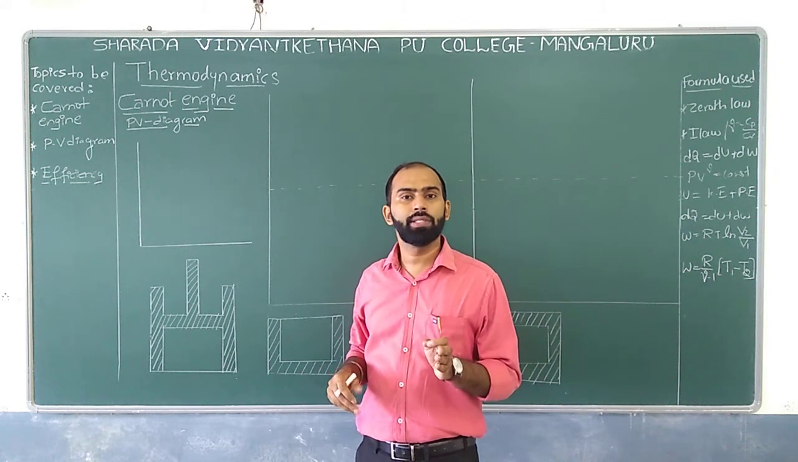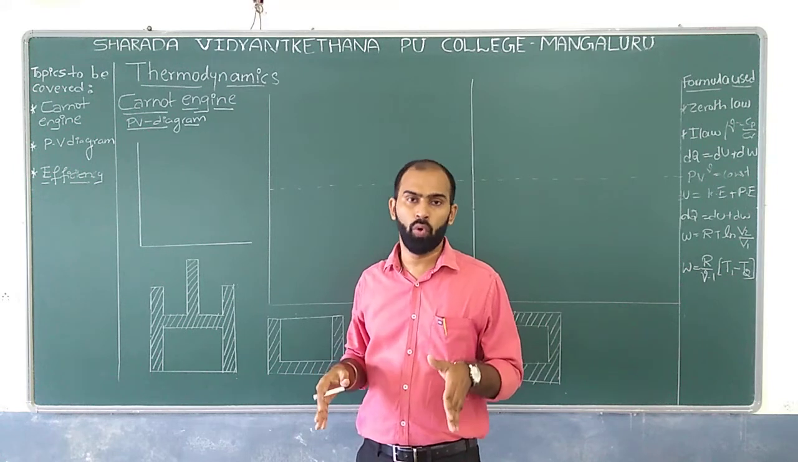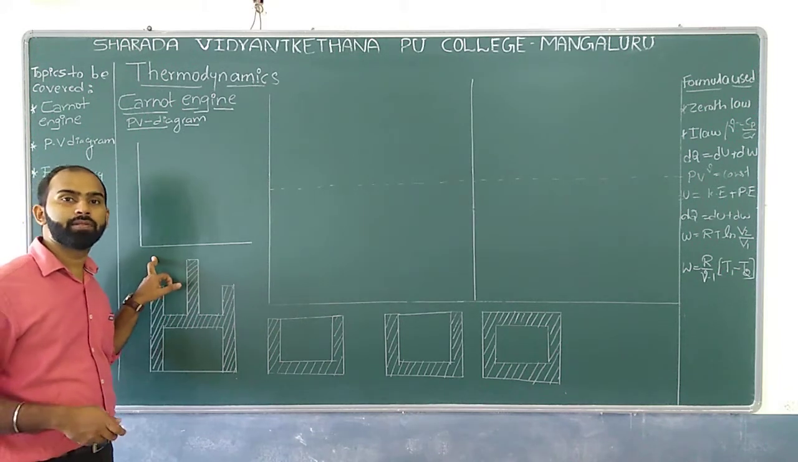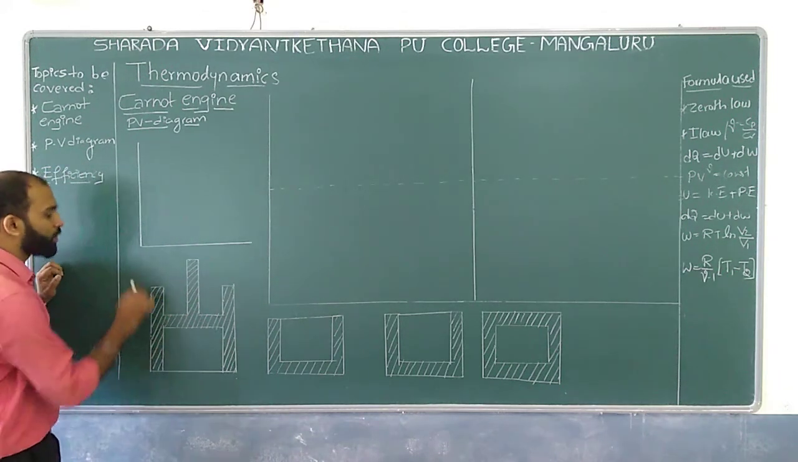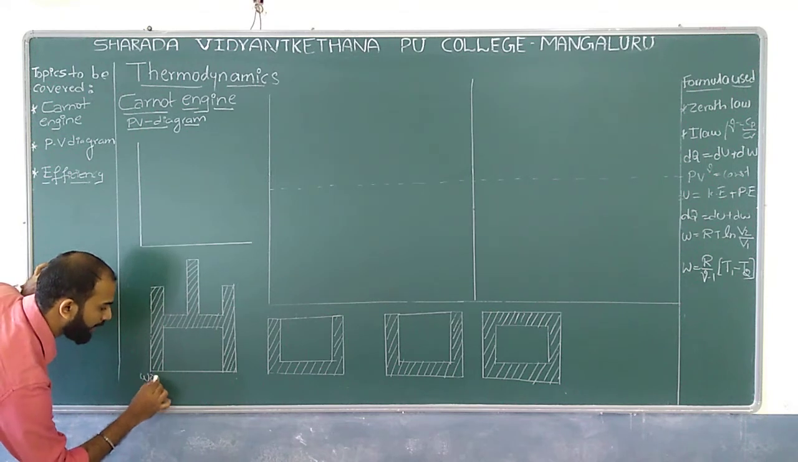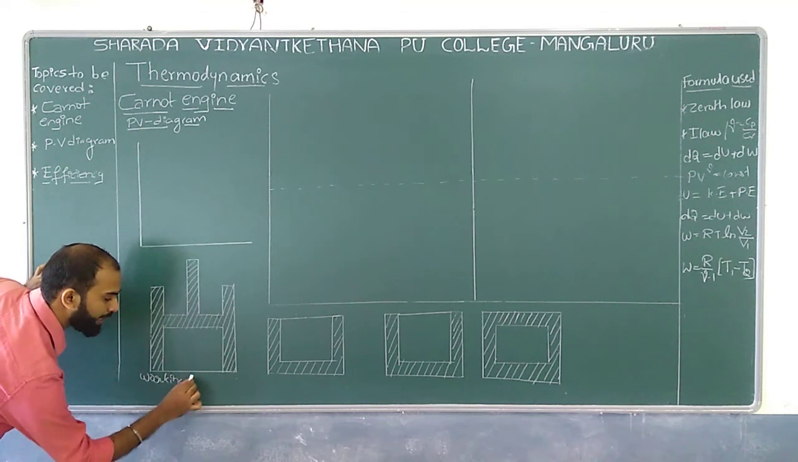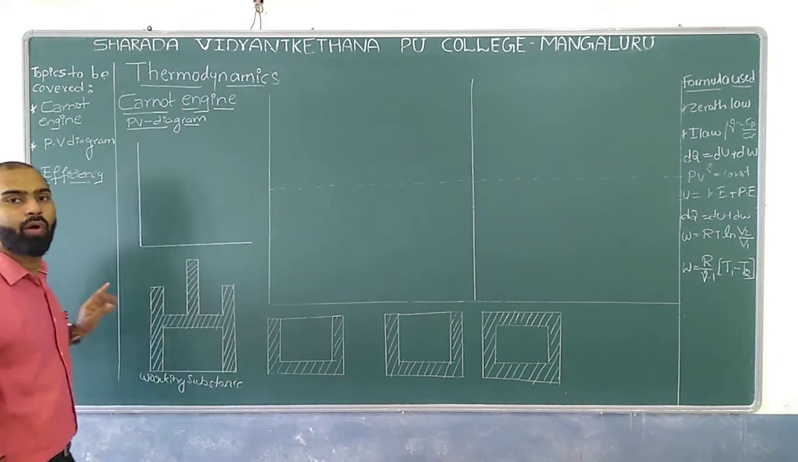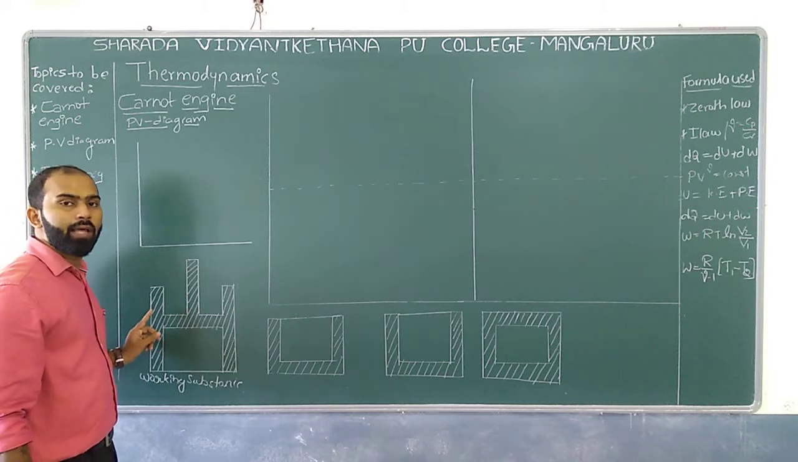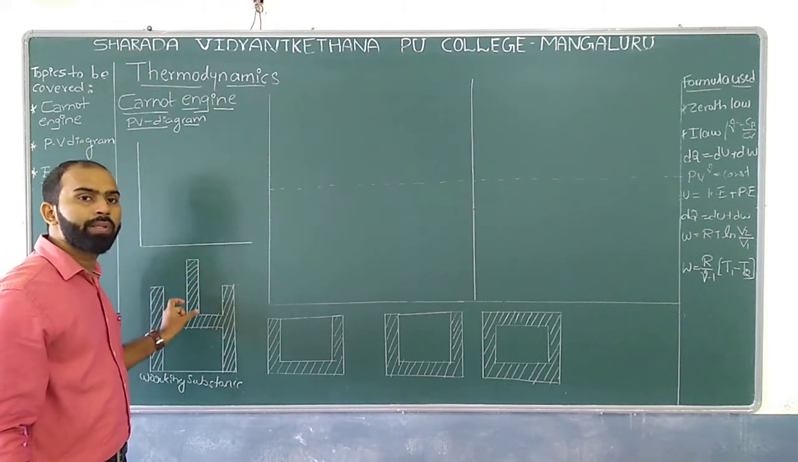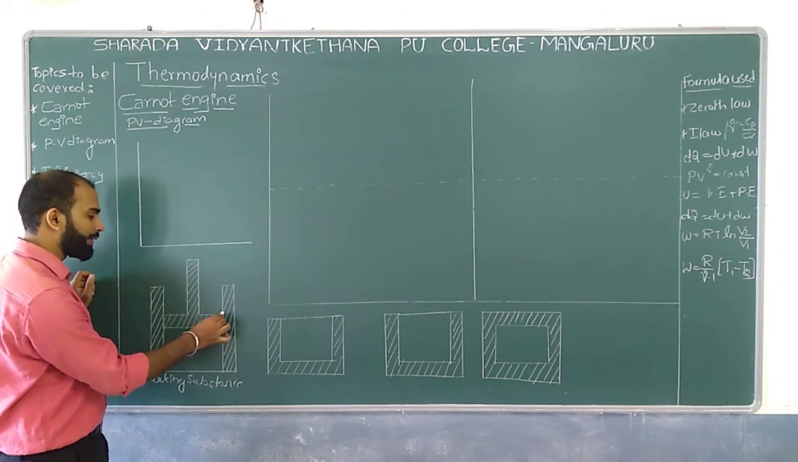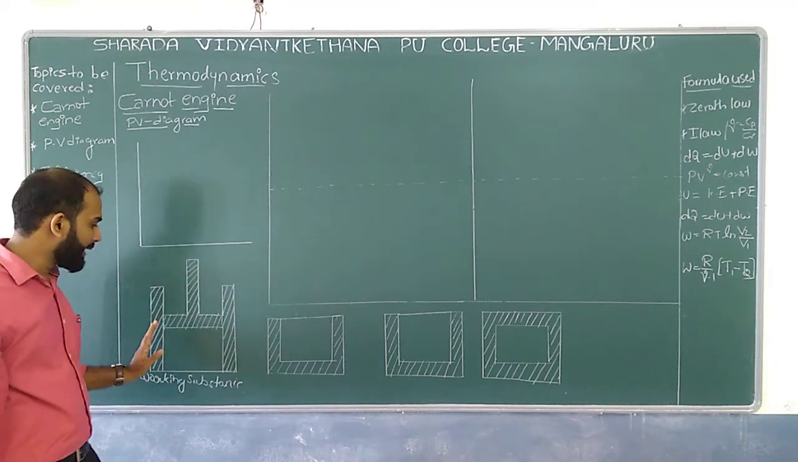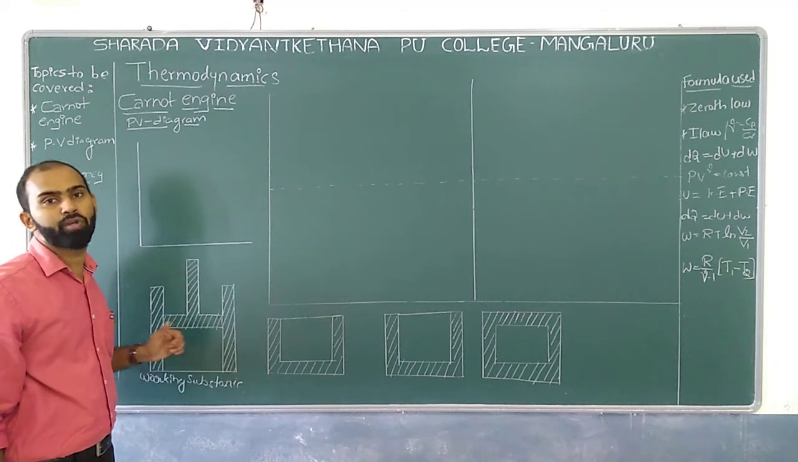Basically, this Carnot engine consists of 4 different parts of its own. The first one is the working substance. It consists of a diathermic wall along with a movable piston, somewhat like this. This is the movable piston, which can go up and down frictionlessly, and there is a gas inside this chamber.